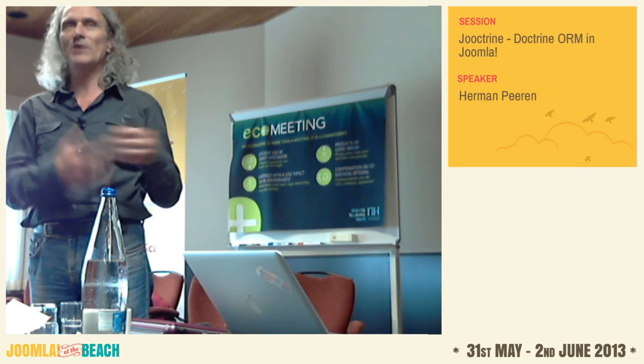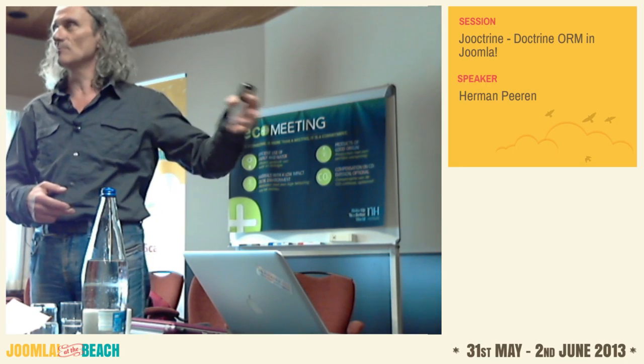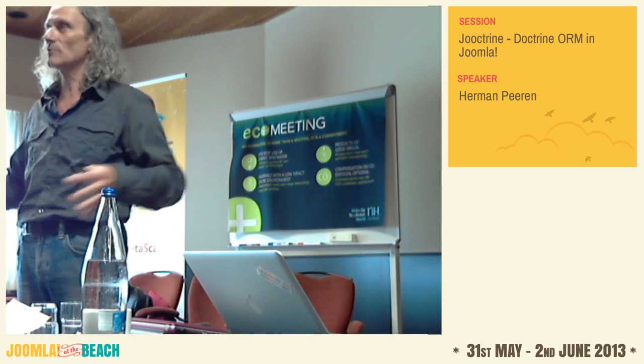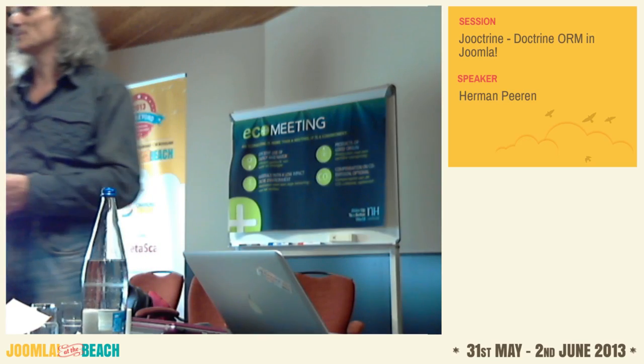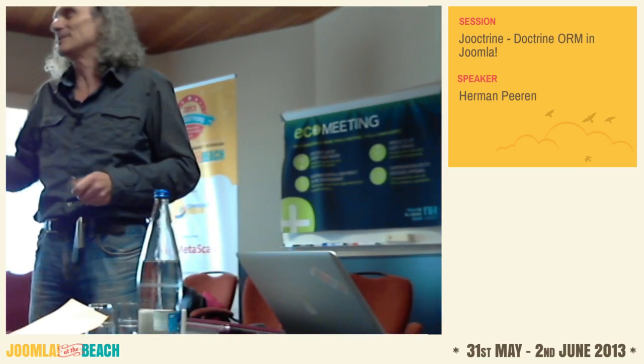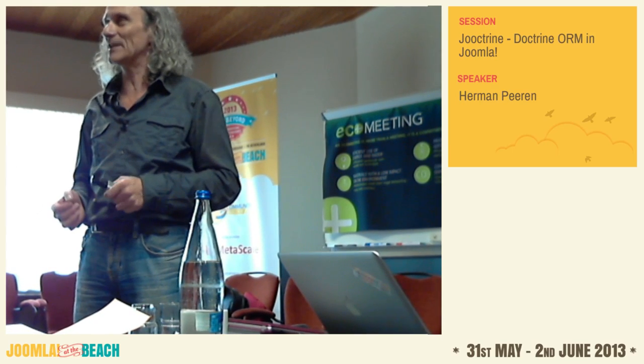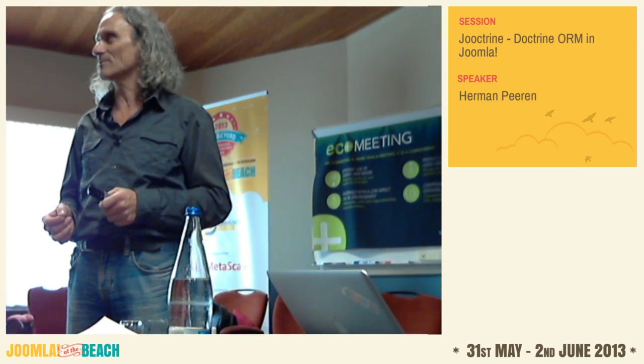And of course, Propel is also another object relational mapper, but Doctrine is a bit more elaborate and a bit more following the book, I would say. And then I mean, of course, Fowler's Patterns of Enterprise Application Architecture.